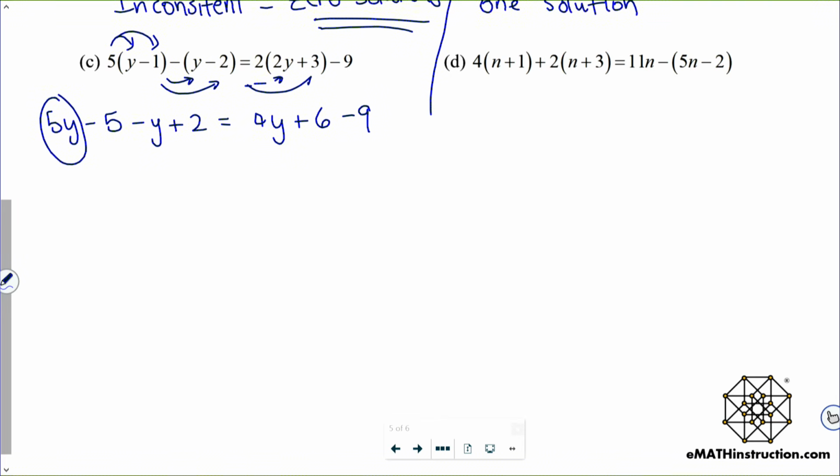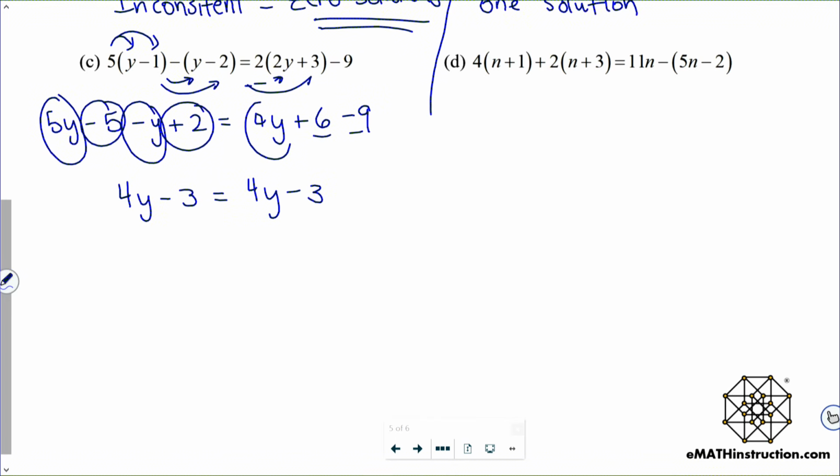All right, doing a little bit of shortcut. 5y minus y is positive 4y. Then I have a -5 and a +2, which is going to leave me with a -3. On this side, I've got 4y and nothing is combining with it. And then I have 6 minus 9, which is -3.